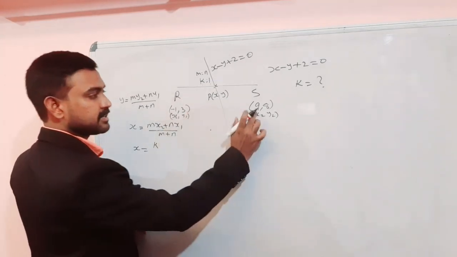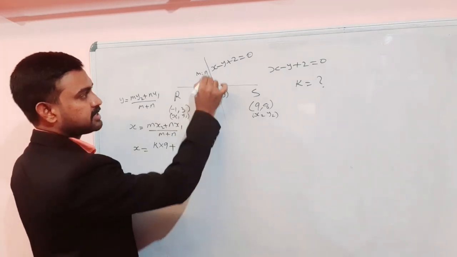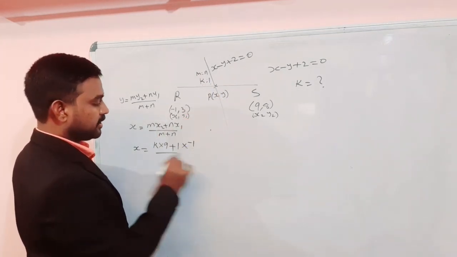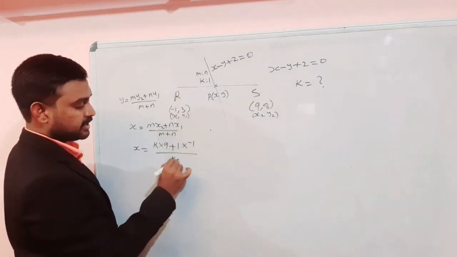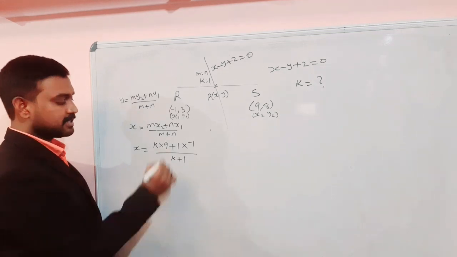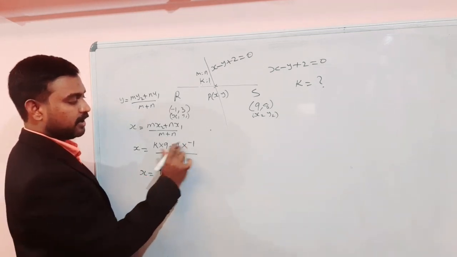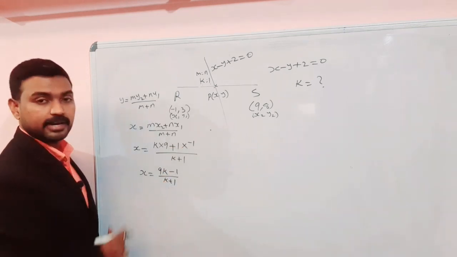So we can consider this is x2 is 9. So k into 9 plus n. What is n? n is equal to 1 into x1. x1 is minus 1, divided by m plus n. That means k plus 1. So we can write x is equal to this. By simplifying this, we will get x is equal to 9k plus 1 into minus 1, that is minus 1, divided by k plus 1. This is the value of x.